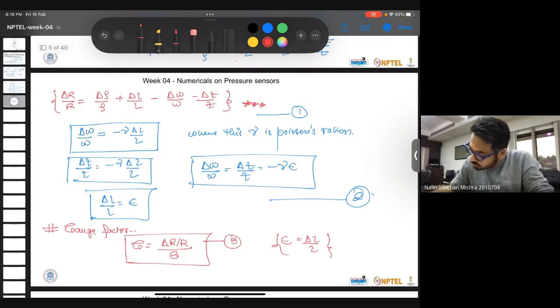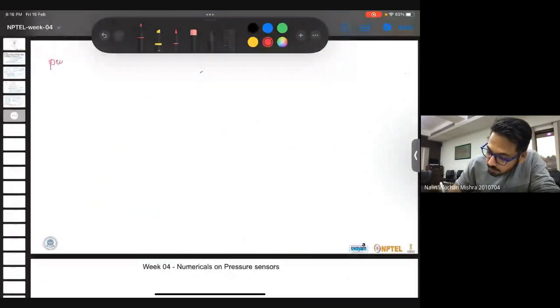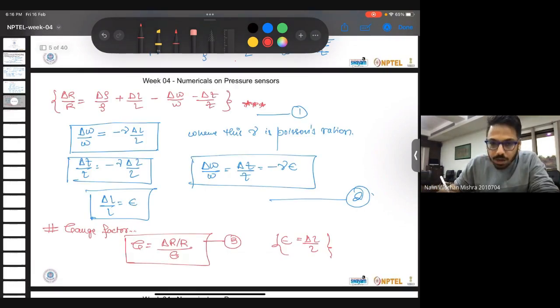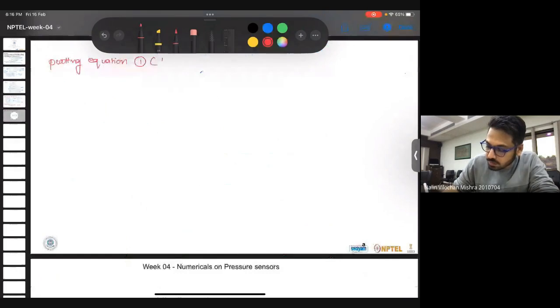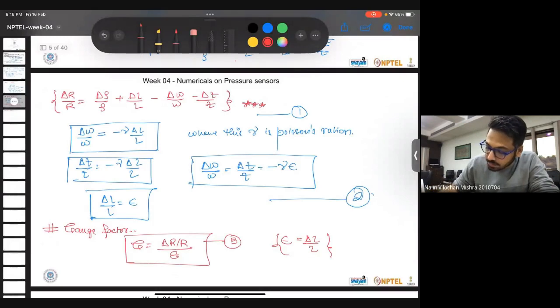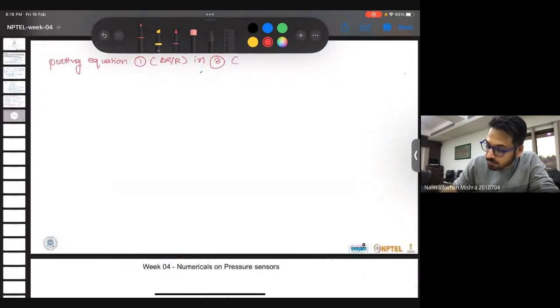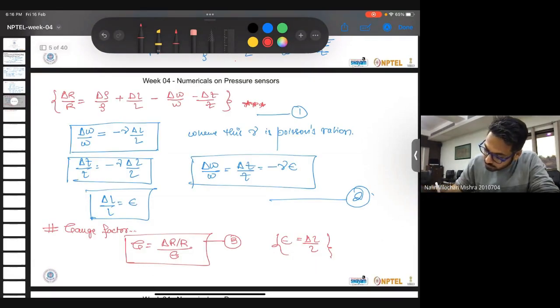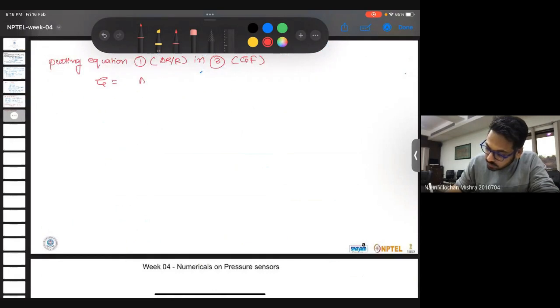Okay. So putting equation 1, expression of this change in R by R, change in R by R in gauge factor in 3. So we'll get, G is basically change in R by R by epsilon.